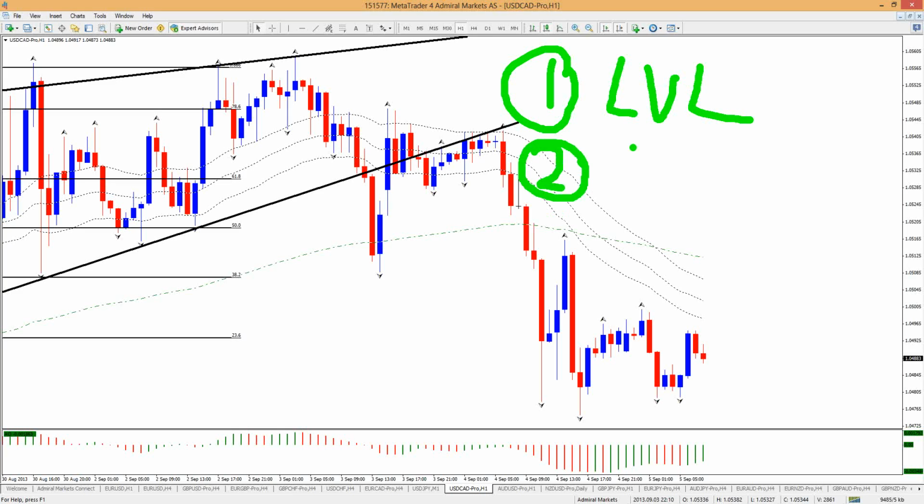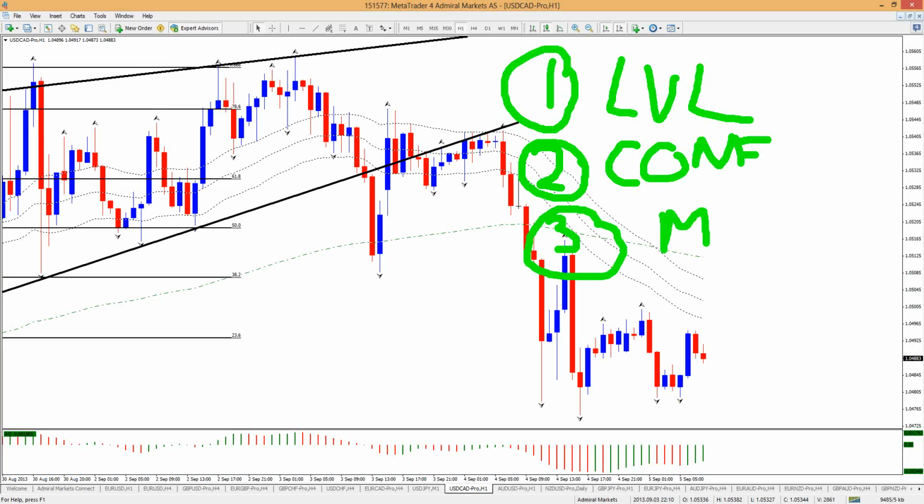Second is waiting for confirmation. That could be engulfing twins, any price action, or candlestick pattern. Okay, confirmation. Step 3 is a momentum trade. And momentum traders are waiting for a breakout, because that's when there's a high likelihood of the currency moving our way.